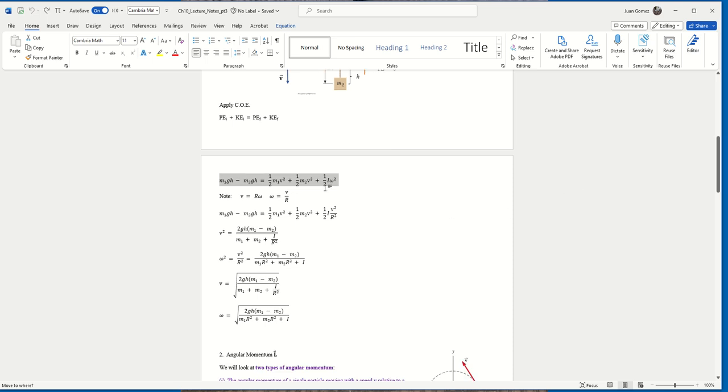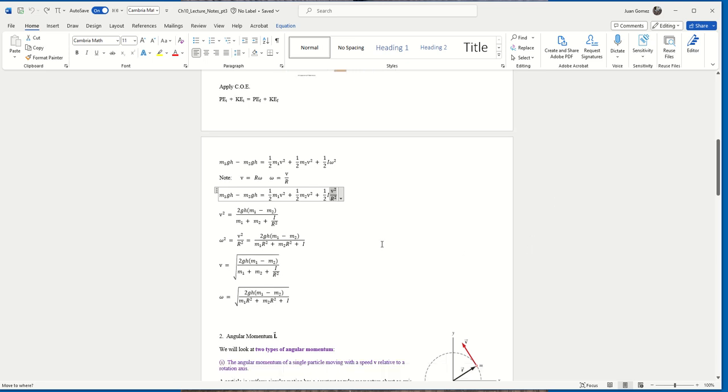First let me take omega squared and replace it with v squared over r squared. So I have this equation, I swap out omega squared for v squared over r squared, and then algebraically solve for v squared. And I get v squared is this expression, which means v is equal to this.